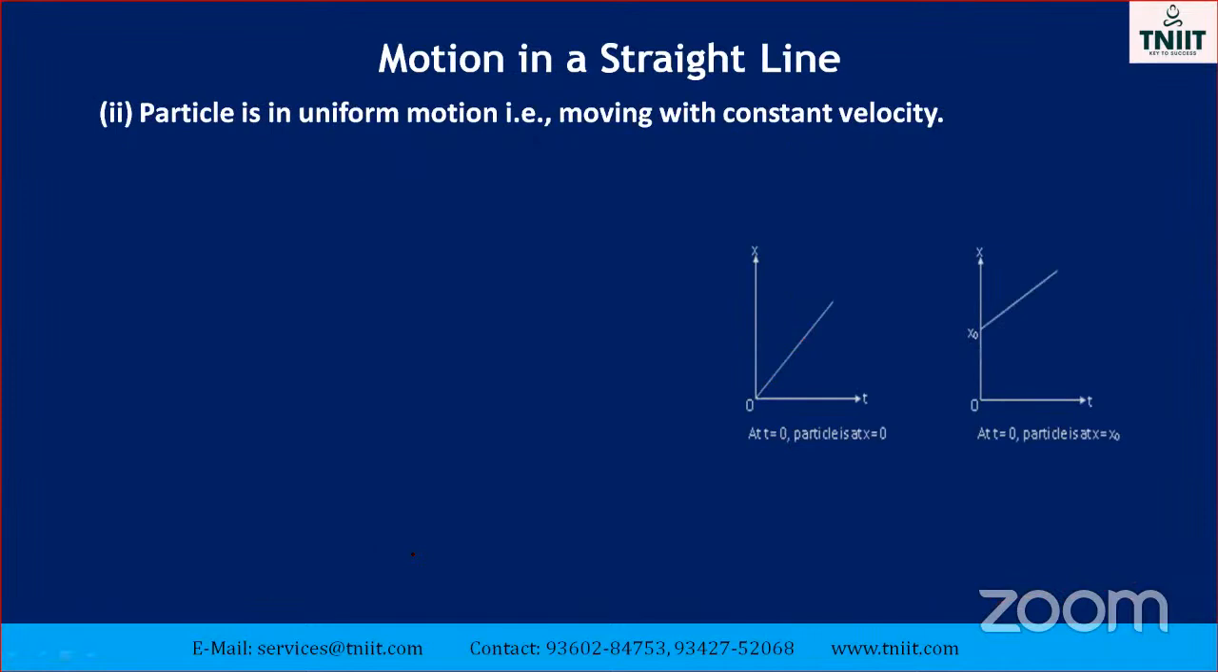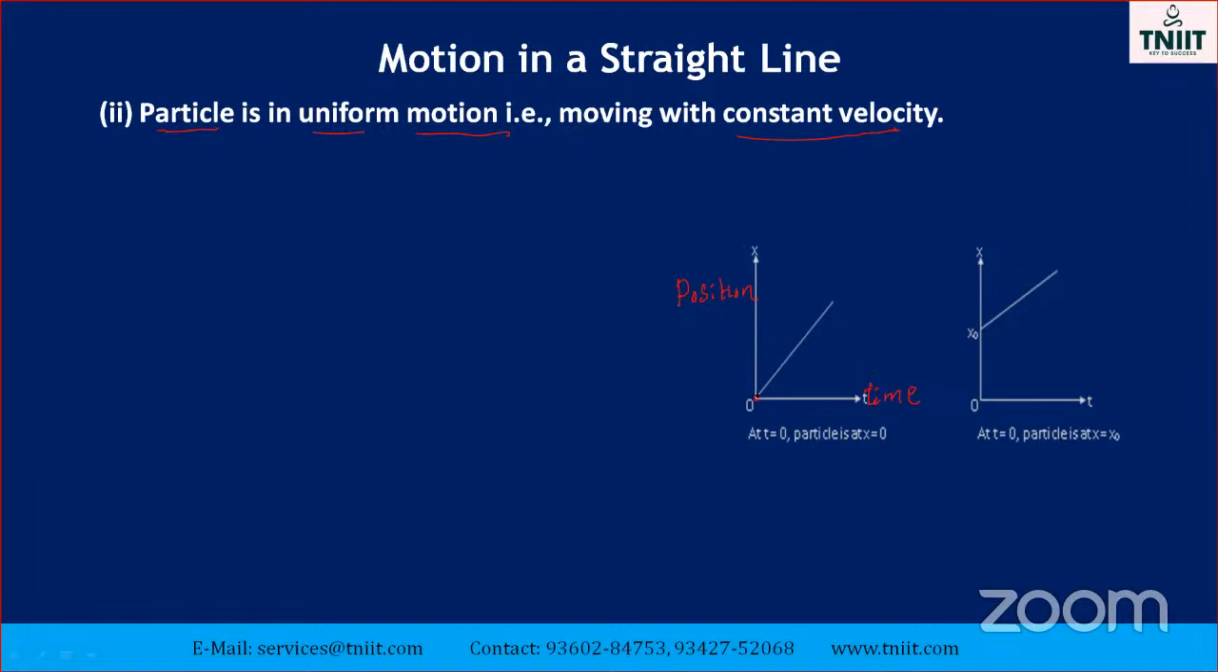Now, look at this. The second one is talking about what? The particle is in uniform motion. The particle is moving in uniform motion, that is moving with a constant velocity. Now look at this. This is the position taken along the y-axis, and the time is taken along the x-axis.